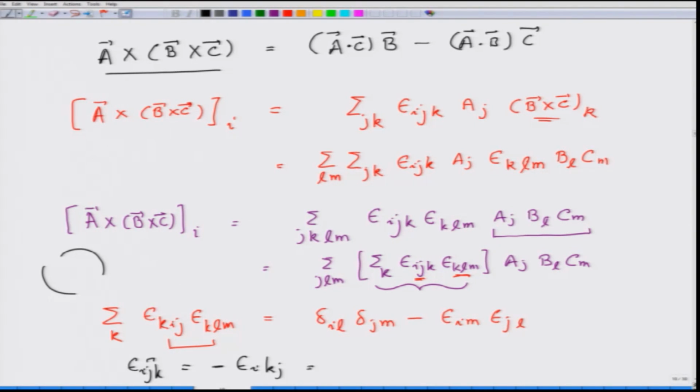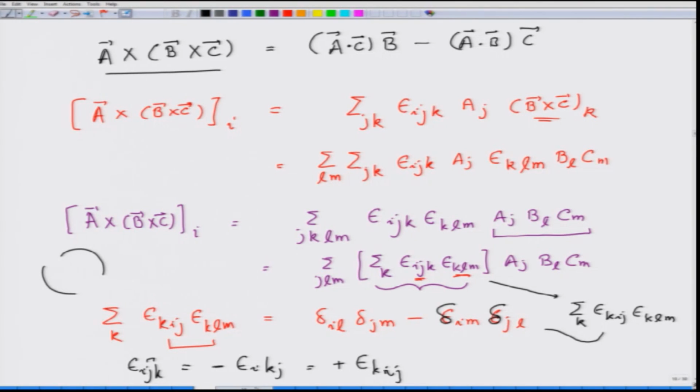And again I can switch i and k and write this as epsilon k i j with a plus sign. So now I have the sum, which is nothing but summation over k of epsilon k i j epsilon k l m, and that is nothing but this delta function. Sorry, this is a delta function.